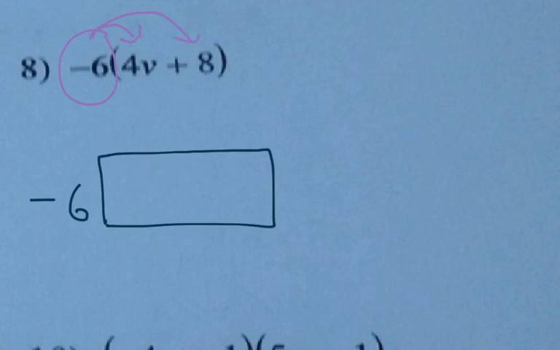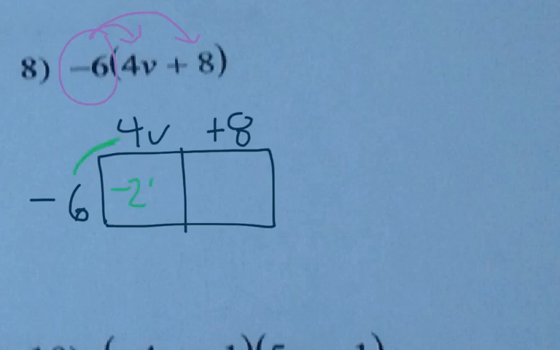So notice how I put the -6 on the outside here, and then the 4v and the +8 go on top, and each one of those terms gets its own section. And now it's just a matching game, right? -6 times 4 means I have -24v in here. And then -6 times the 8 gives me the -48.